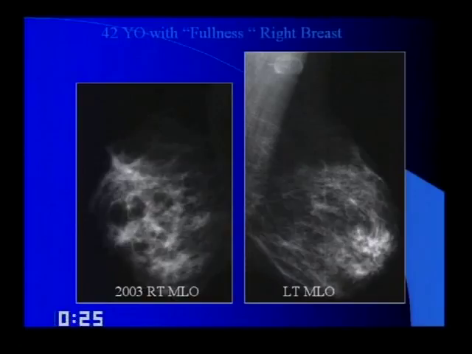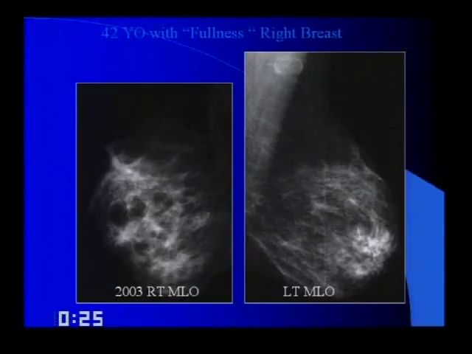Okay, this is a 42-year-old with fullness in the right breast. This is the right MLO and the left MLO. Okay, so we have MLO views of the right and left breast. Both breasts have scattered fibroglandular tissue. And I think that the right breast, when compared to the left, looks smaller.